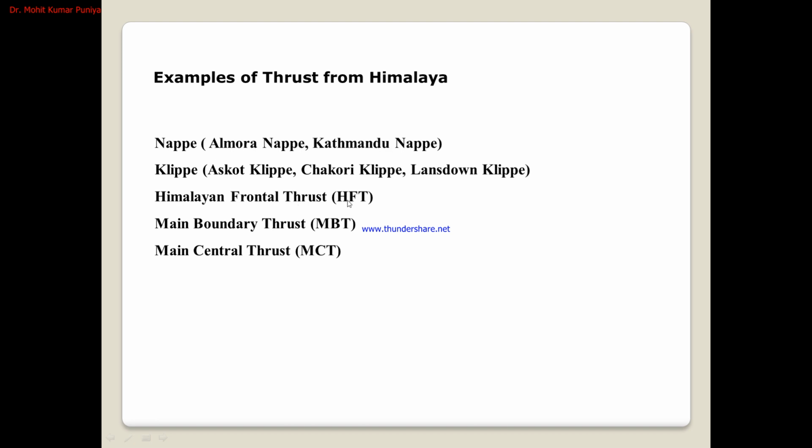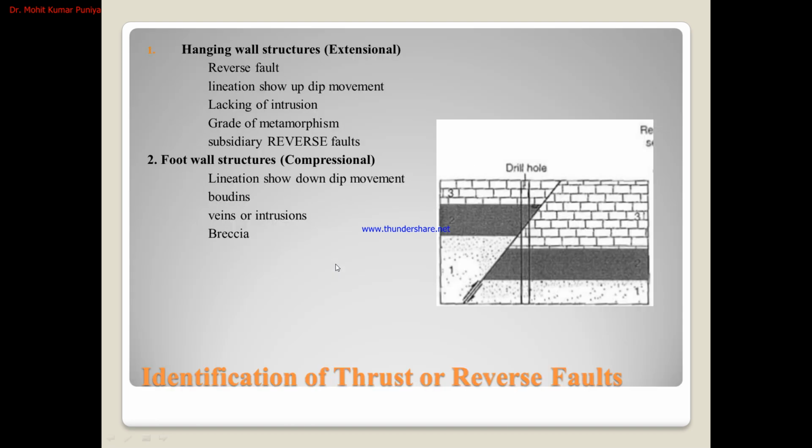Then Himalayan Frontal Thrust (HFT), as we know, is very famous. Then Main Boundary Thrust (MBT), and the age of the MBT is 10 plus minus 2 million years. Then Main Central Thrust. The age of the Main Central Thrust is 20 plus minus 3 million years. MCT and STD are both coaxial faults. Okay. Then how can we recognize the thrust in the field?